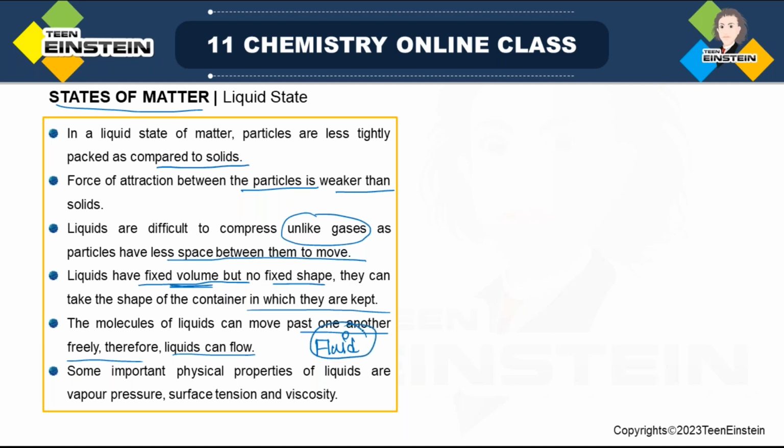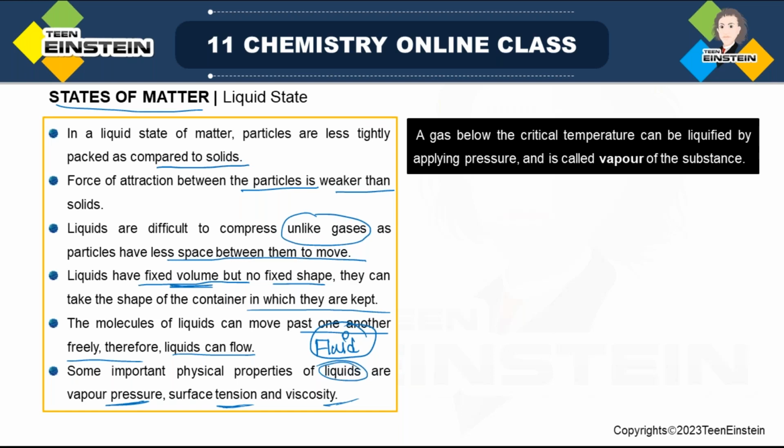Because anything which can flow, you can call them fluid. In the case of solid, that is not possible, so it is not fluid. But liquids can flow. It is also possible for gases, so that is why both you can call fluid together. Here, some important properties we will focus on for liquids are vapor pressure of liquid, surface tension of liquid, and viscosity of liquid. One by one we will discuss all these three.